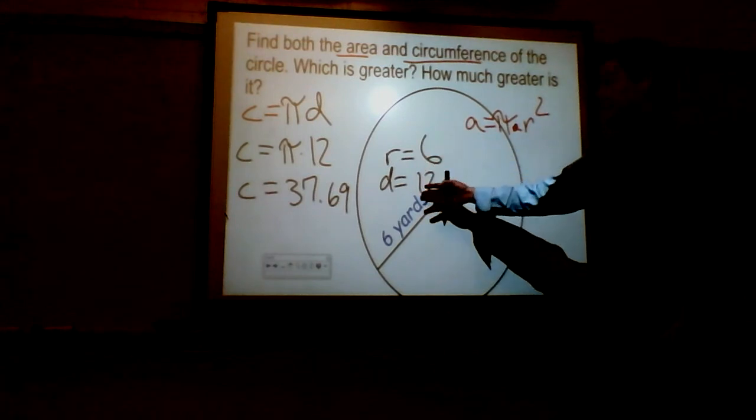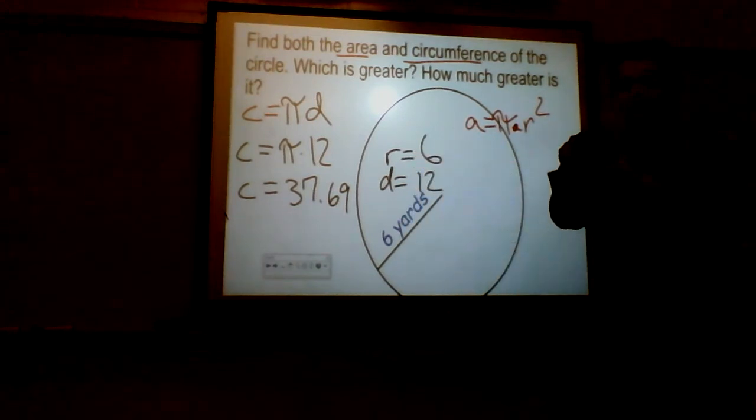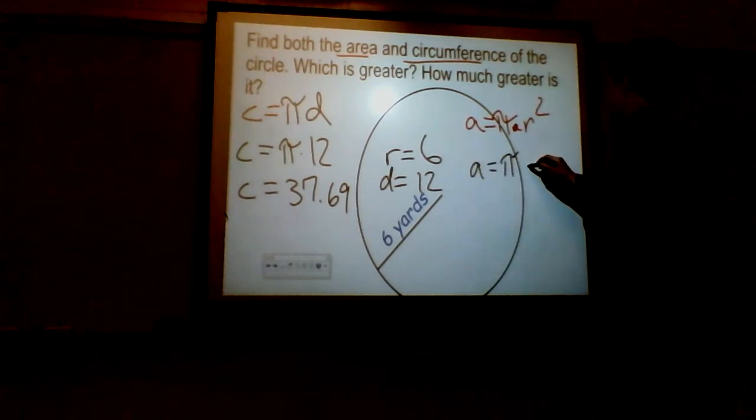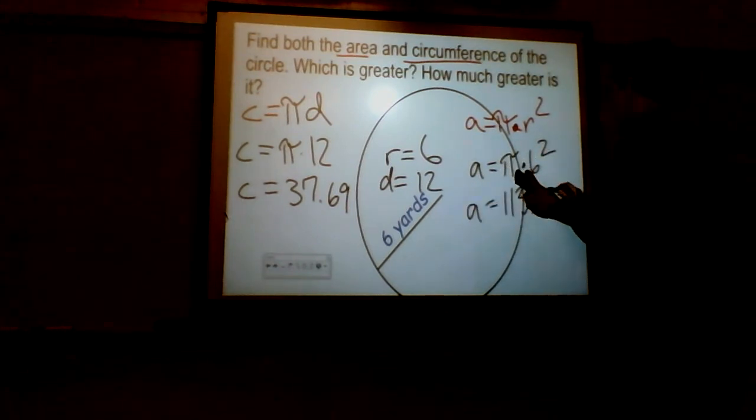Area formula. Area equals pi times radius to the second power. Well, because I found my radius and diameter, I have all the information I need. Then it's just a matter of punching a calculator. So area equals pi times 6 to the second power, which is 36. And I get the area is 113.09.